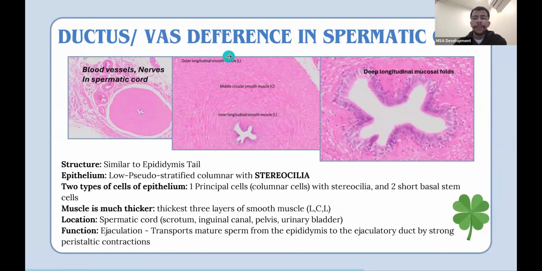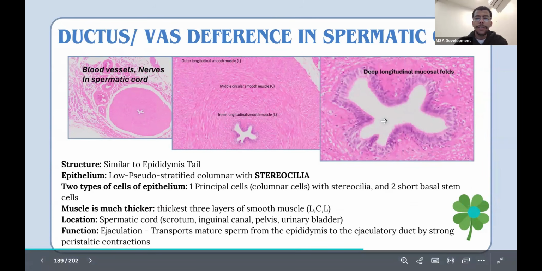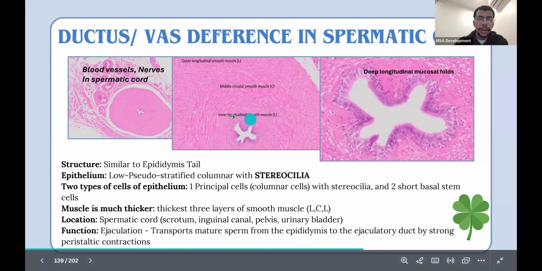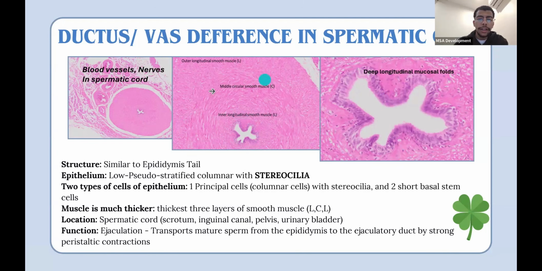Now, vas deferens. Now, the vas deferens, the way that I thought of it back then is basically it looks like a clover. Okay? It looks like a flower. And it has a lot of muscles around it, a lot of muscular tissue. So it has inner longitudinal, then middle circular, then outer longitudinal.